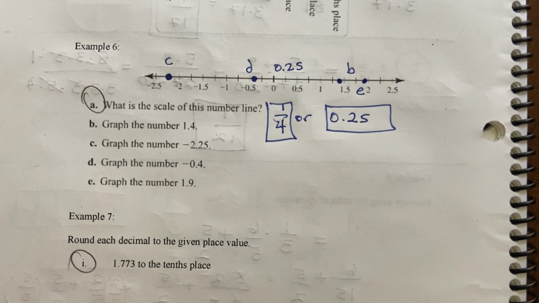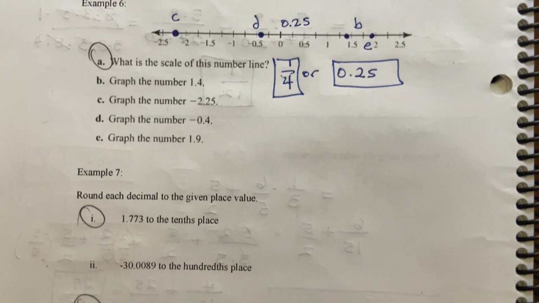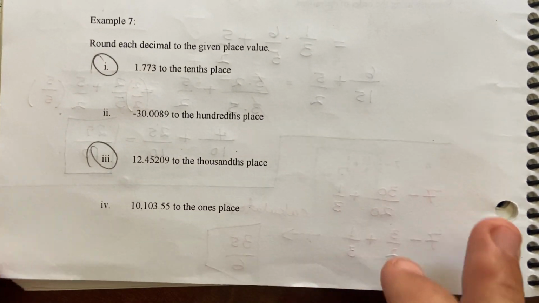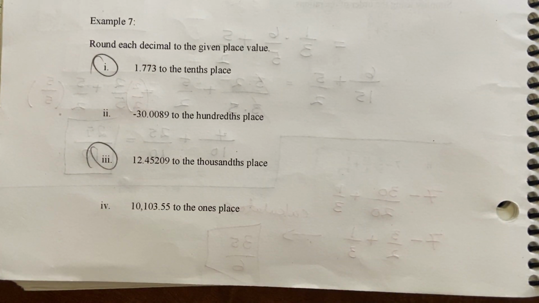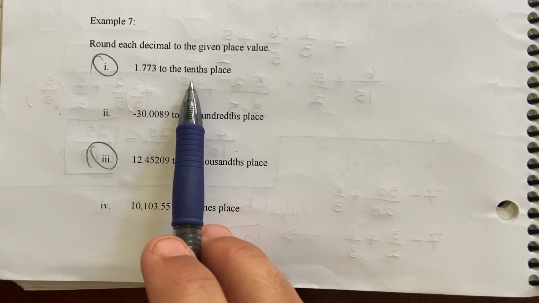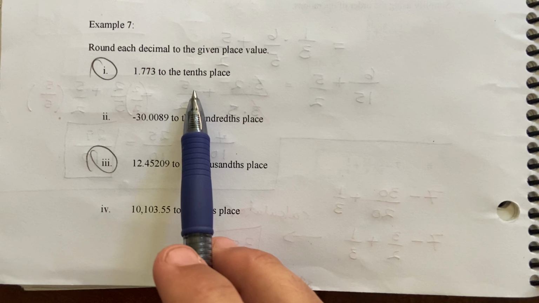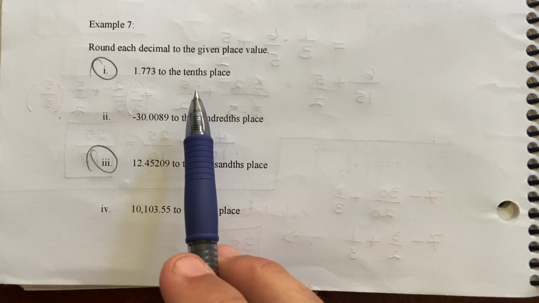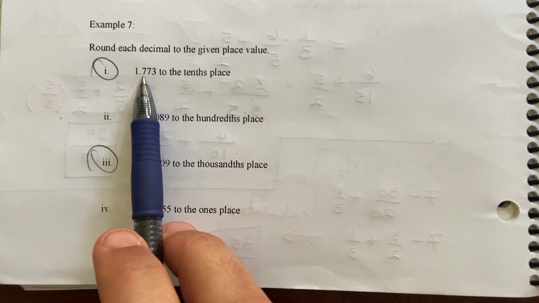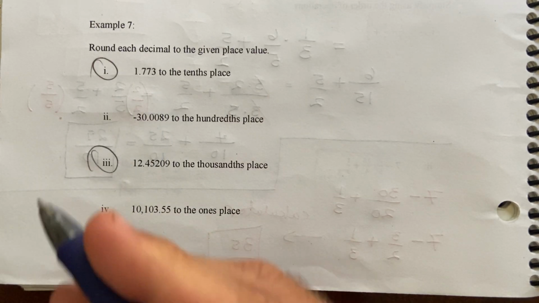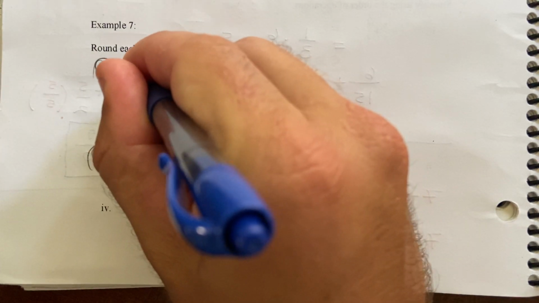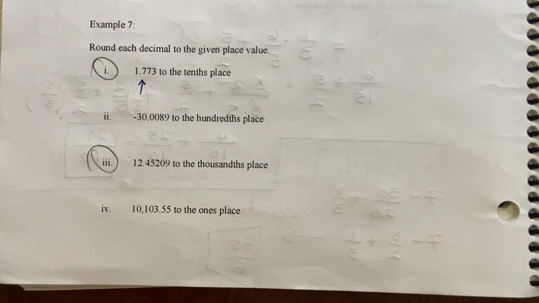All right, round each decimal to the given place value. You're going to see this coming up in the homework a lot: you're going to do some calculation, and then often it's going to want you to round to some number of decimal places. The tenths place is another way of saying 1 decimal place. So this is the tenths place. That means we're going to have a number that is 1 decimal long when we're done.